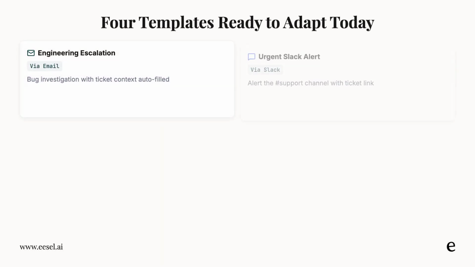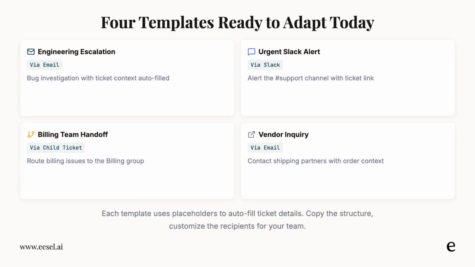The blog post includes 4 copy-ready templates you can adapt today: an engineering bug escalation by email, an urgent Slack alert for your support channel, a billing team handoff via child ticket, and a vendor inquiry email with full order context. Each one uses placeholders so your agents never need to type customer details by hand.